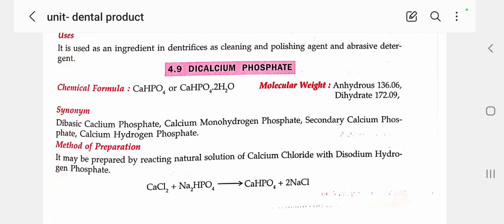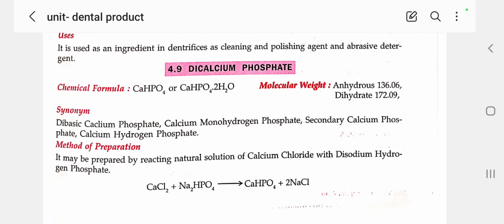Here we are going to read about the dihydrate form of dicalcium phosphate, where we see two molecules of water. The first one, CaHPO4, is anhydrous, and the second one is the dihydrate. Why? Because it has two molecules of water, so it is known as dicalcium phosphate dihydrate. Anhydrous is without water molecule, so it is anhydrous dicalcium phosphate. Synonyms: dibasic calcium phosphate, calcium monohydrogen phosphate, secondary calcium phosphate, calcium hydrogen phosphate.